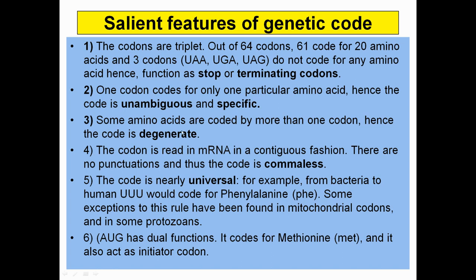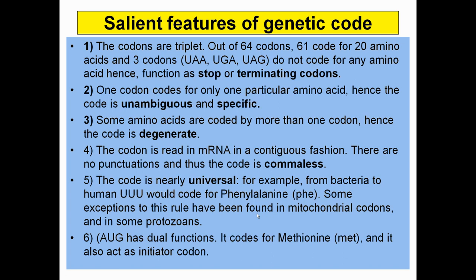Some amino acids are coded by more than one codon, hence they are degenerate. The codon is read in mRNA in a contiguous fashion. There is no punctuation in the reading of the codon; they are comma-less. The code is nearly universally applicable for all of the species present on Mother Earth. For example, from bacteria to human, UUU codes for phenylalanine, and some exceptions to this rule have been found in mitochondrial codons. That is very, very important.